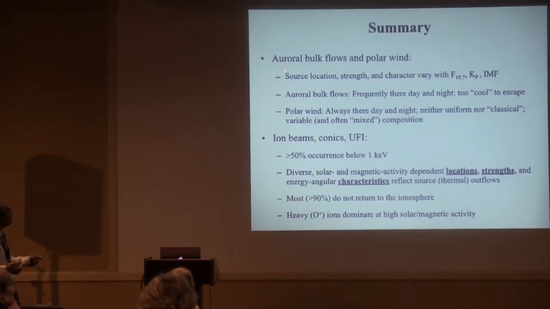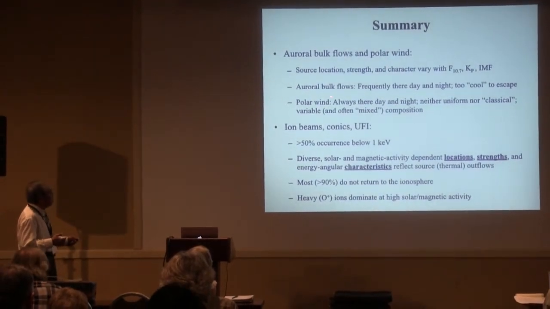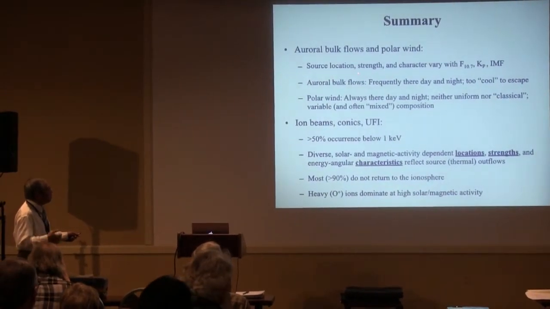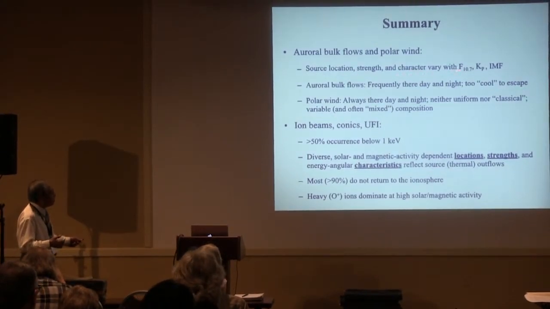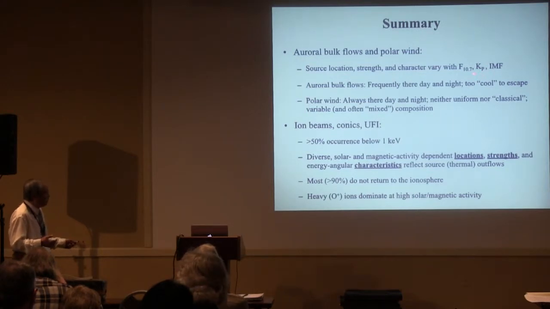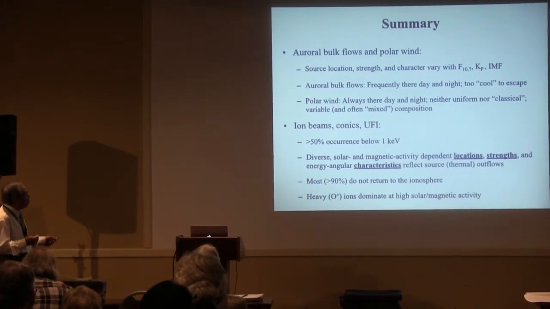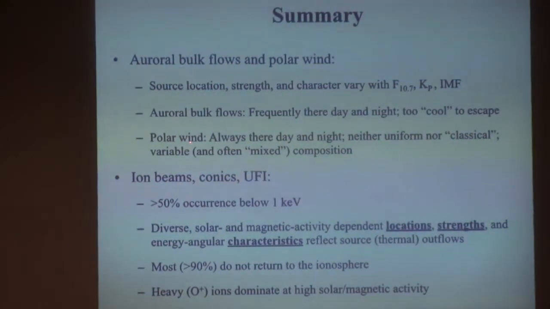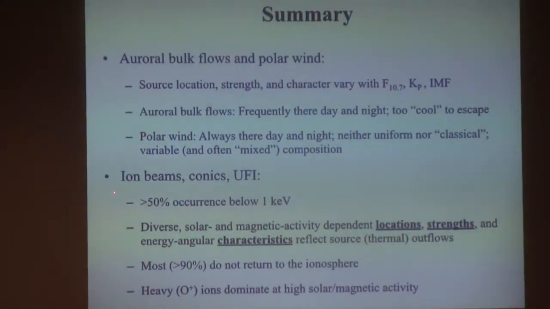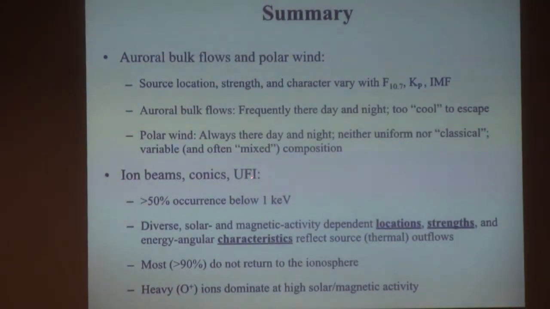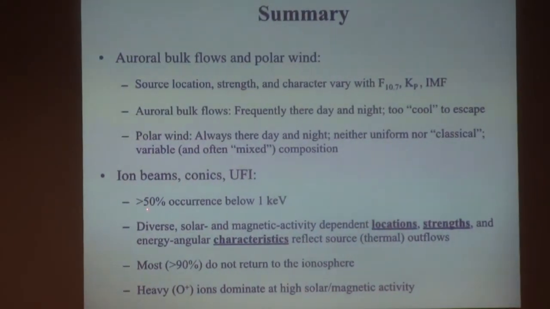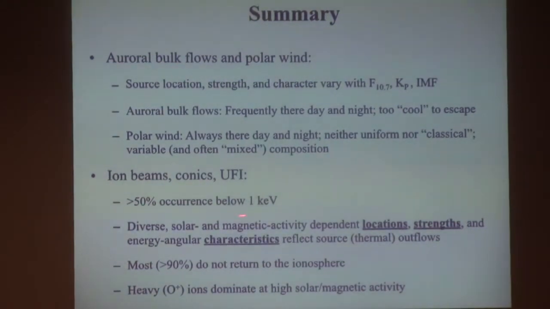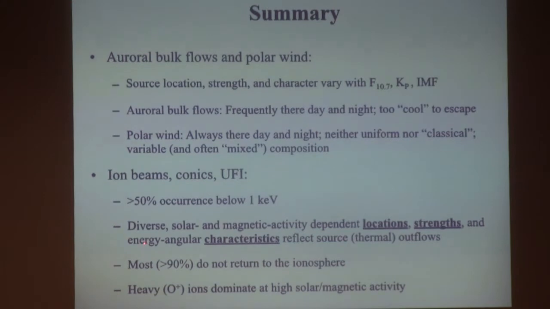for the aerobe upflow and the polar wind, the source location and the strength and character clearly vary strongly with F10.7 and also with Kp and also IMF. Both are frequently occurring, and in the case of the aerobe upflow, they are too cold to escape. In contrast, ion beams and conics are much more energetic, and they don't occur all the time, but they do occur frequently enough, in fact more than half of the time, below 1 keV. And they also have quite diverse solar and magnetic activity dependencies.